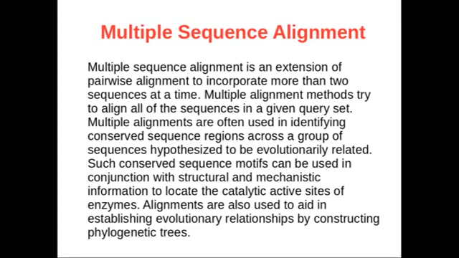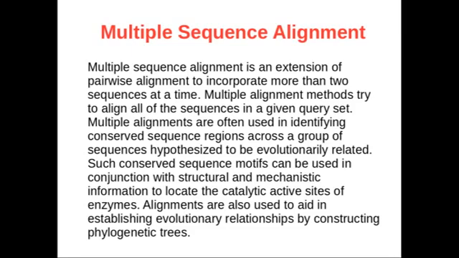Multiple alignments are often used in identifying conserved regions across a group of sequences hypothesized to be evolutionarily related. So we have a group of sequences, and we are looking to identify conserved regions. We're talking about regions that are highly similar, that have compatibility when it comes to resemblance and similarity.